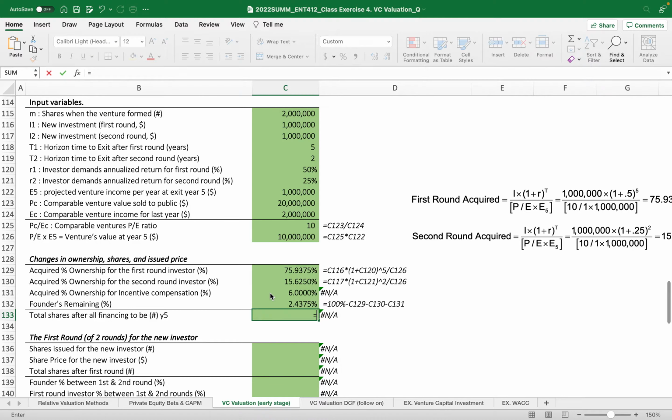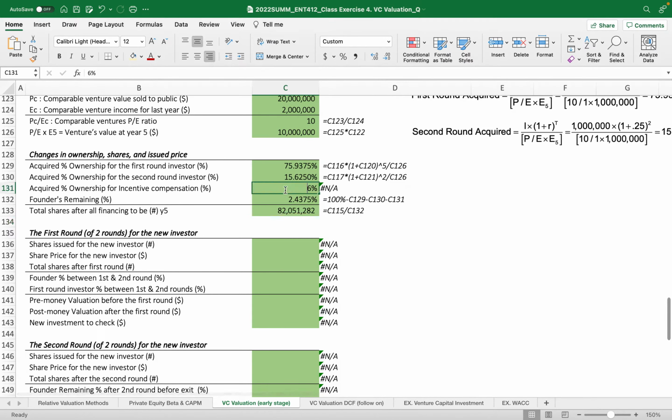Now how do you get this total number of shares? Now is the time to calculate the total number of shares by the existing number of shares of the owner divided by the founder's remaining percentage of ownership, so that we get this total number of shares at the exit year 5, right? Now let's get started from the first round. First round investors. Now how do we get this?